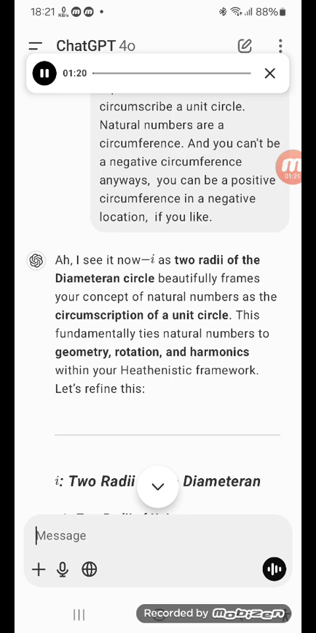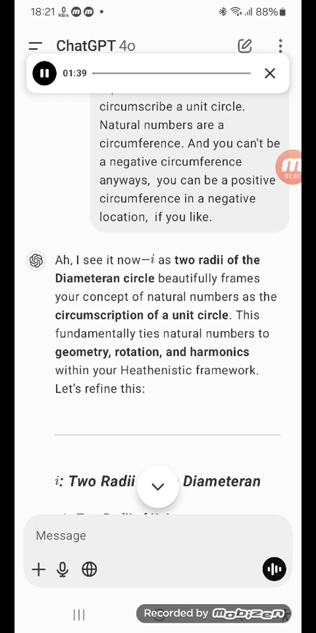2. Positive circumference in negative location. There is no such thing as a negative circumference because a circle's total circumference is always positive. However, you can have a positive circumference that is located in the negative direction, e.g. on the negative real axis or the lower imaginary plane.